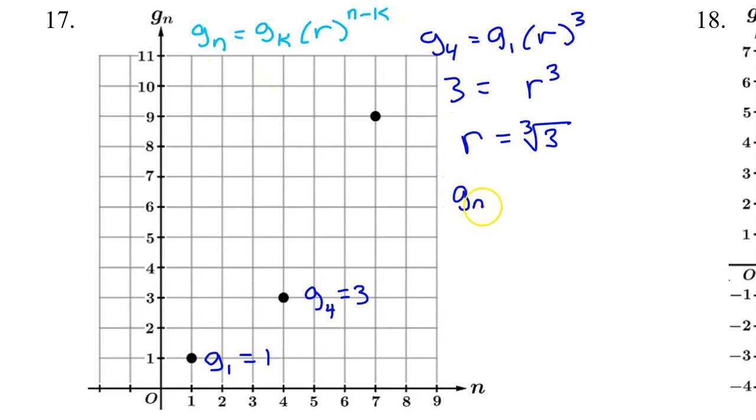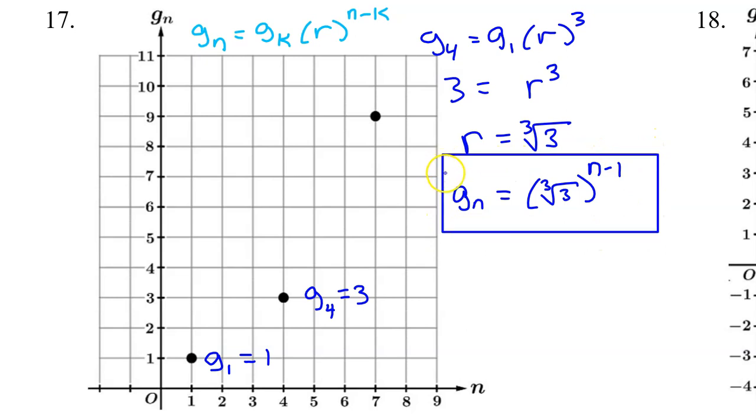So Gn will equal, and I'm just going to stick with G1 right now, which is 1, and remember that k is 1. So I will have the cube root of 3 to the n minus k power, so to the n minus 1 power. So this is an expression for Gn.